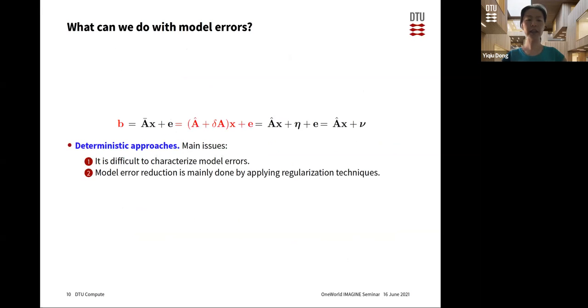For the deterministic approach, the advantage is that problems can be solved very efficiently and it can handle large scale problems. But there are also issues. The main issue is that it is very difficult to characterize the model errors. We know very little about the structure of model error. Also, for this type of method, model error reduction is usually just by applying regularization techniques, and that is sometimes not enough.